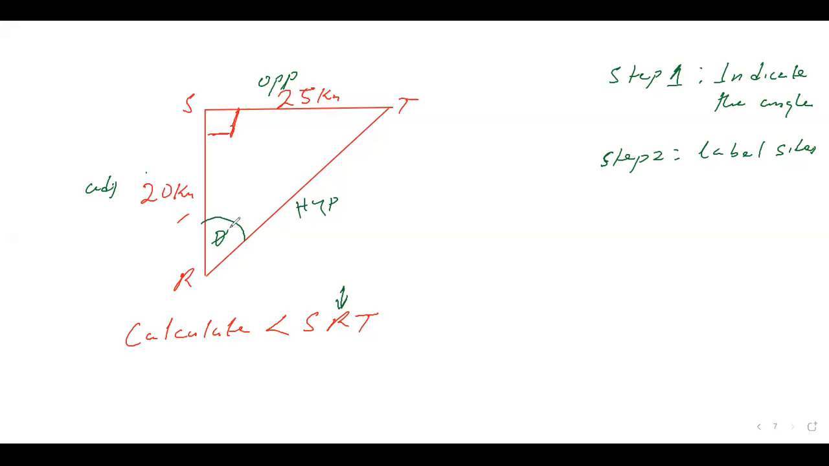The first thing we do is label the sides. We indicate the angle first. After indicating the angle, we are looking for angle R, so we put angle R here. Then we label the sides. If the angle is here, this side is opposite, this side is hypotenuse and this is adjacent. Now, what will be step 3? What will you do next after I label the sides?